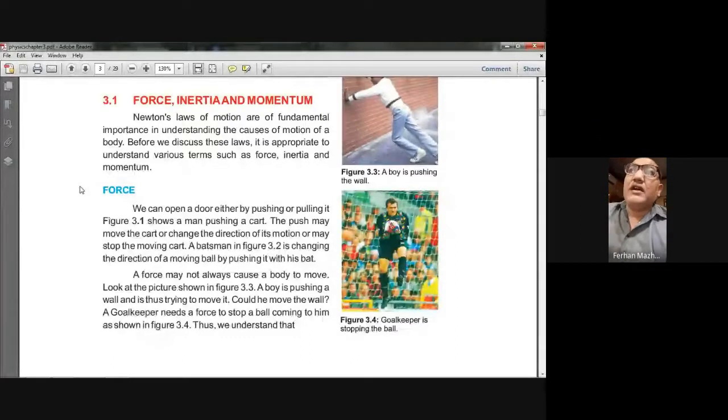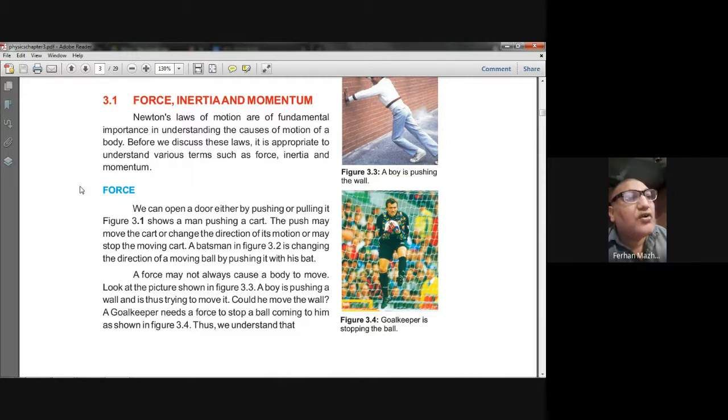You see, force is an agent which tries to produce motion, or it tries to stop motion. Whenever you apply this agent, which is force, you actually try to change the state of motion. You actually change the state of motion, or you try to change it. Okay, so that is called force.